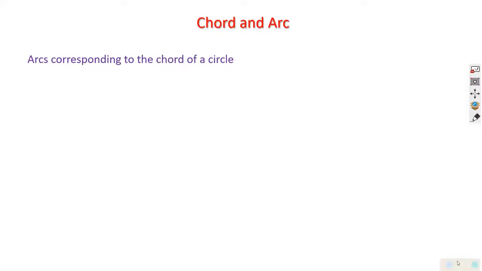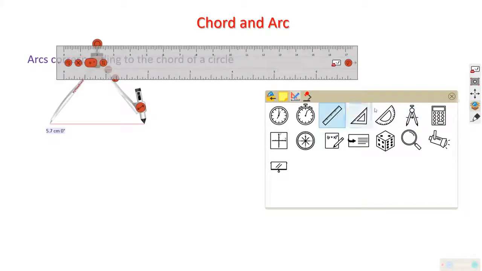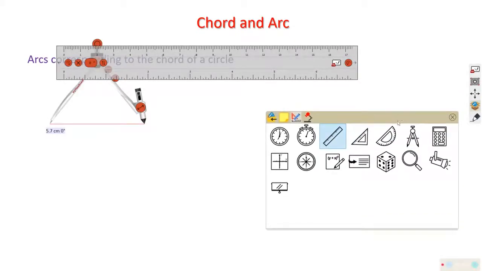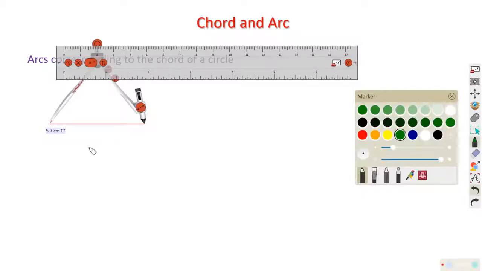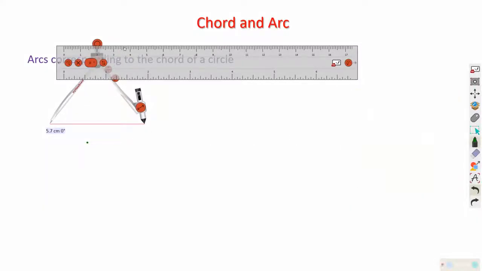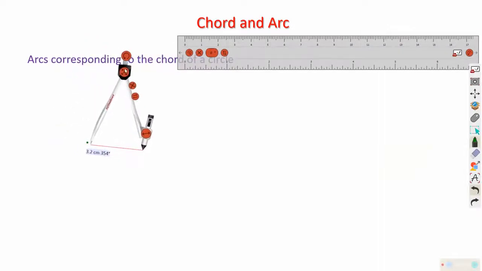Now we will learn another property related to arc, chord and circle. For that we need all these three things first. First of all, we need a circle, we need a chord, then we will relate all these three with the arc to find out what is the connection between them. So let me draw a circle first. I will draw a circle here with the help of a compass. A circle will always be correct with a compass.